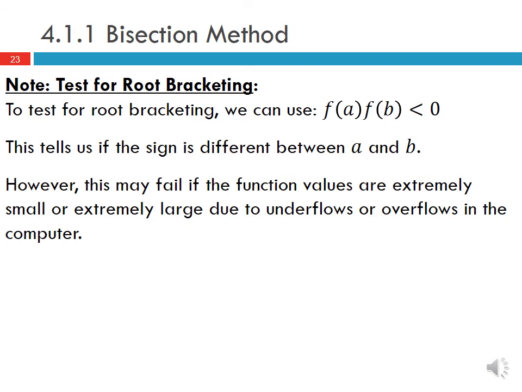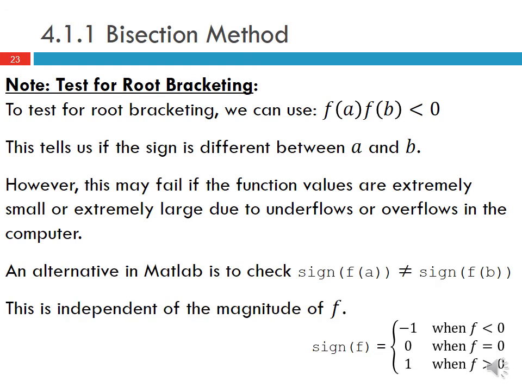But this may actually fail in your computations if the function values are extremely small or extremely large, because this could cause either underflows or overflows in the computer. Another option in MATLAB is to use the function sign. So we could check if sign of f of a is not equal to sign of f of b. This function is independent of the magnitude of f. If you have some value f, sign of f returns -1 when f is less than 0, returns 0 when f is equal to 0, and returns 1 when f is greater than 0. This is just a built-in function in MATLAB that you can take advantage of to avoid this kind of rare case where this may cause issues.